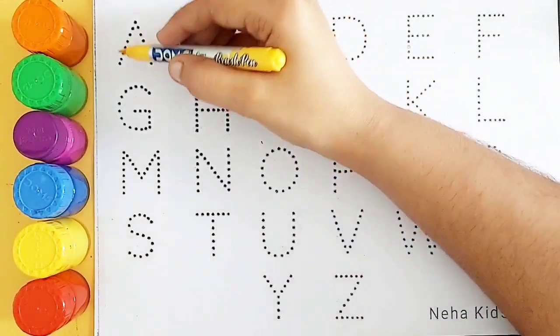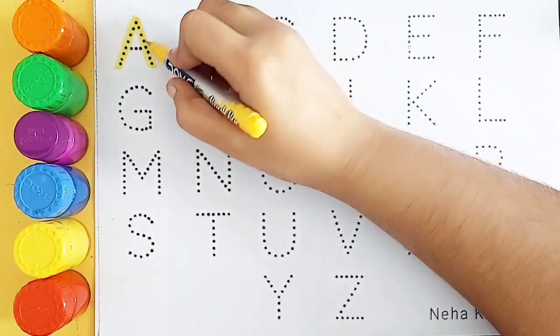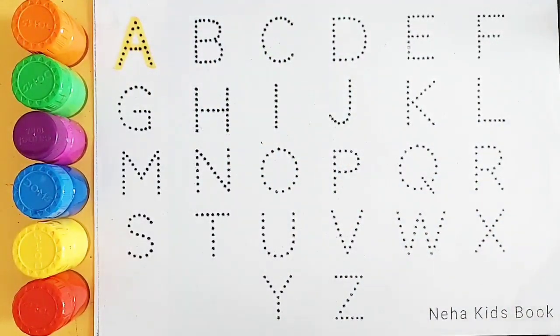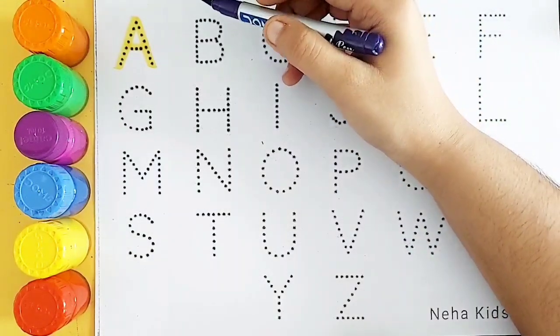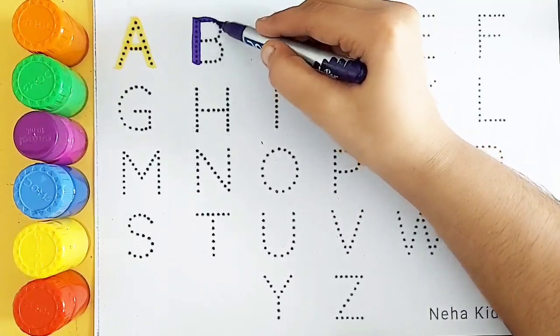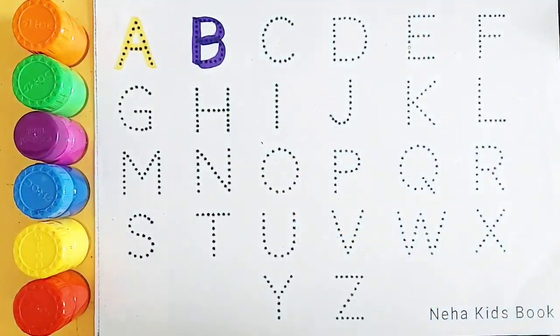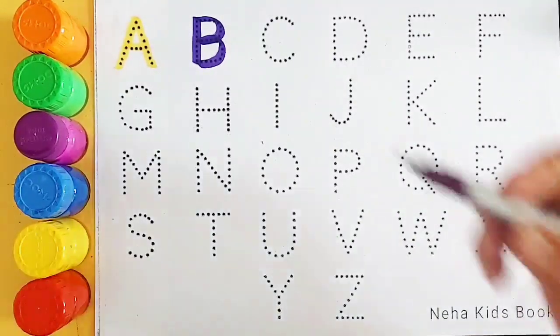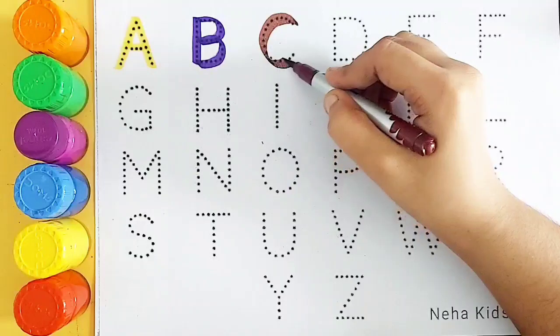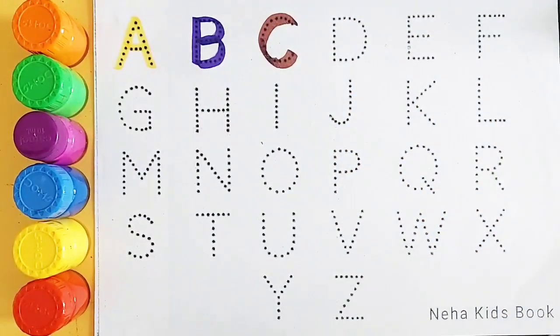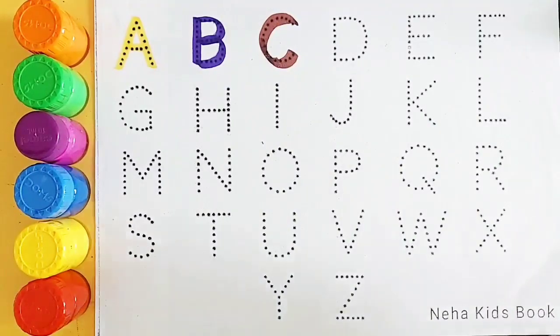Yellow color. A. A for aeroplane. Purple color. B. B for balloon. Brown color. C. C for cake.